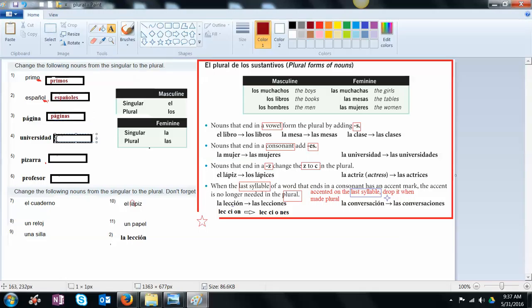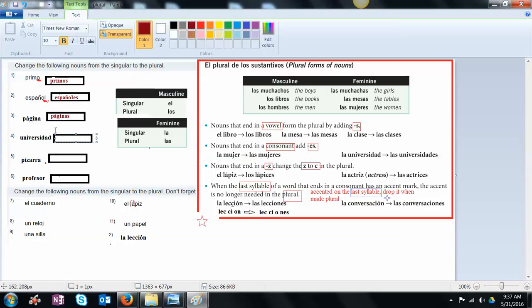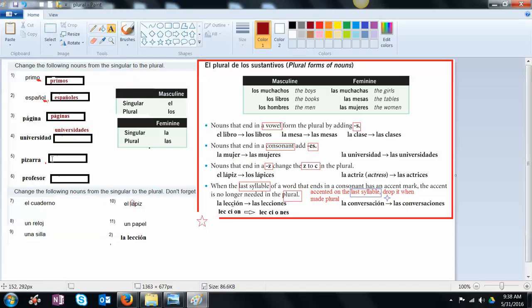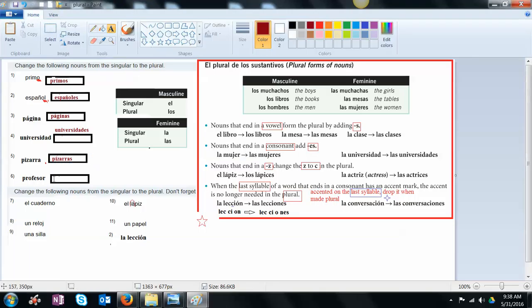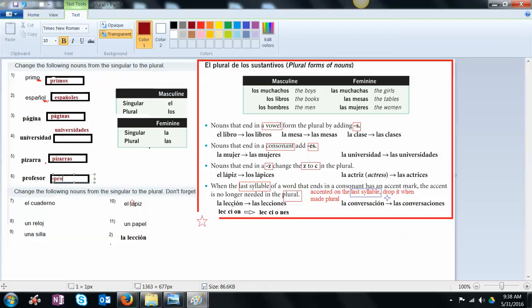Universidad ends in a consonant. I'm going to do this one up here because I think this blank is not big enough. I'm going to add an ES. Pizarra ends in a vowel, so I just add an S. And profesor ends in a consonant, so I add an ES. Profesores, okay? All of these are singular. We want to make them plural.